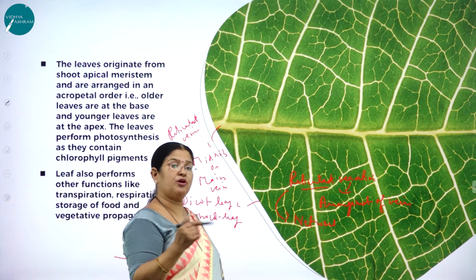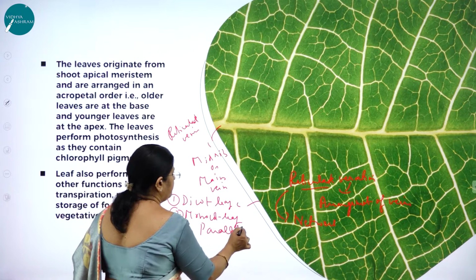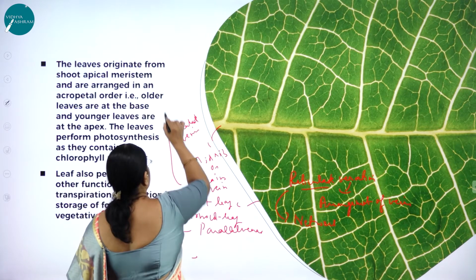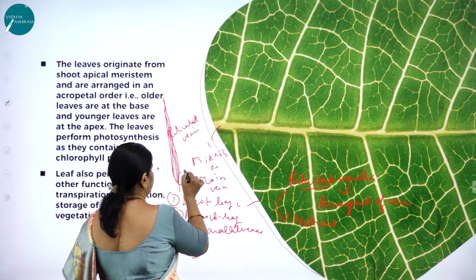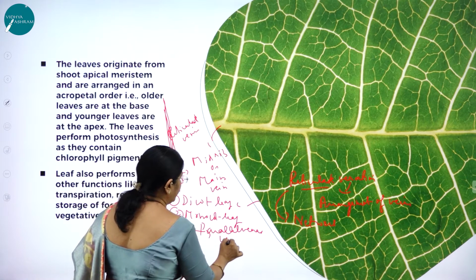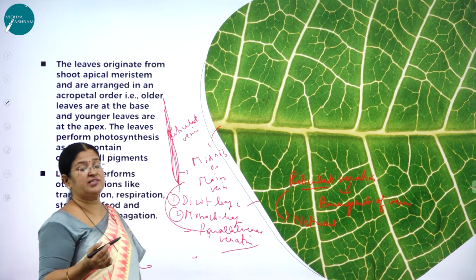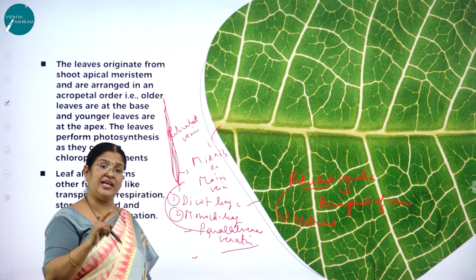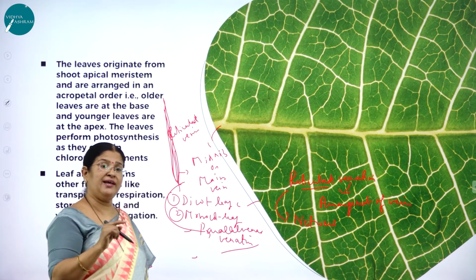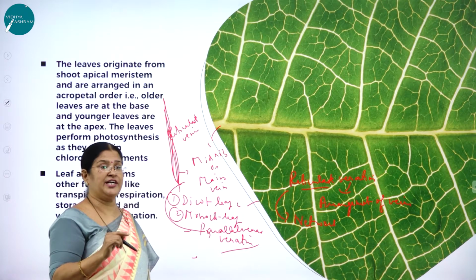Whereas in the case of a monocot leaf, we call it parallel venation. Suppose if you come across grass, you can see the veins like this. This is called parallel venation. What is venation? Venation is nothing but the arrangement of veins. What are veins? Veins carry xylem and phloem. What is xylem? Xylem is a water conducting tissue. What is phloem? Phloem is a food conducting tissue.